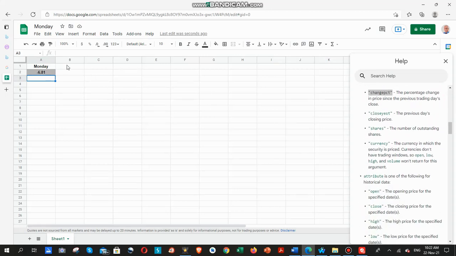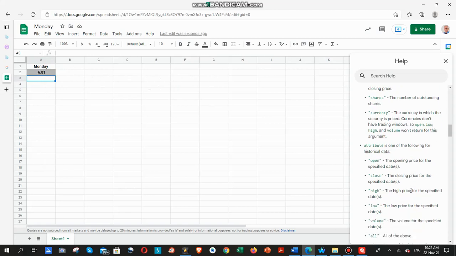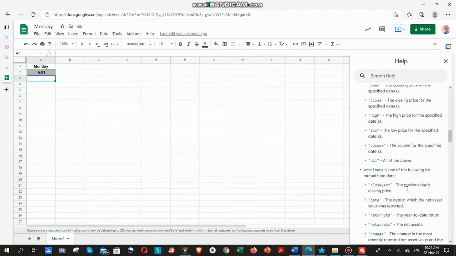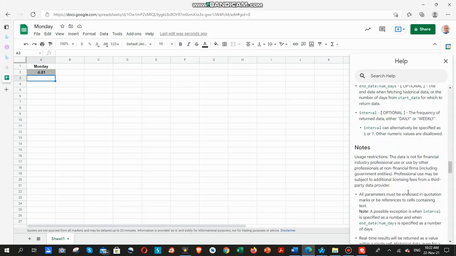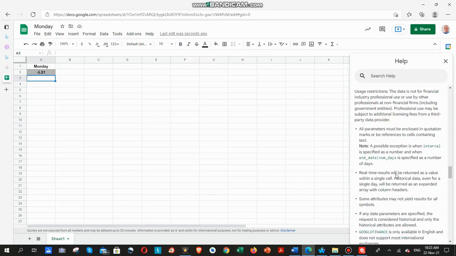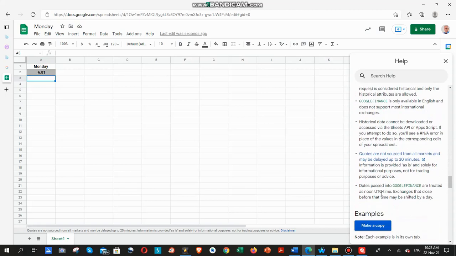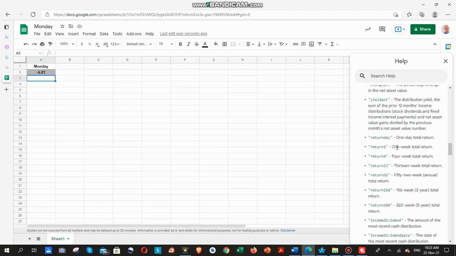We can also put them in, by the way, simultaneously, down the side, across the top, and look at them all updating. By the way, there is a time lapse. It's here somewhere. I think it's 20 minutes. Notes. 20 minutes. So you can't use this for trading. You use this for information only. Quotes are not sourced from all markets and may be delayed up to 20 minutes. So never use this for trading, just for information.